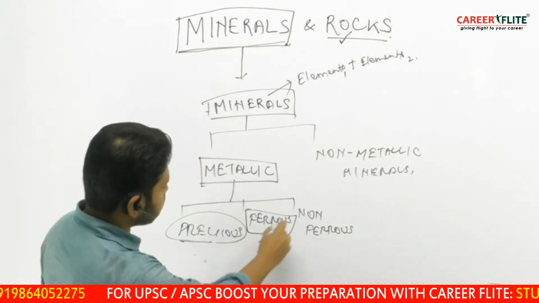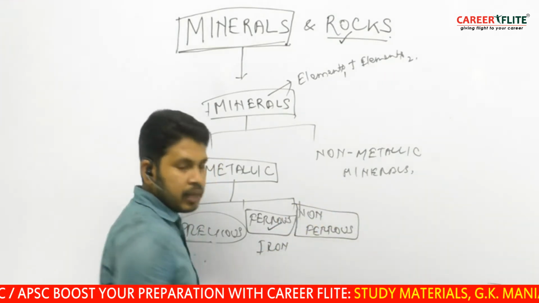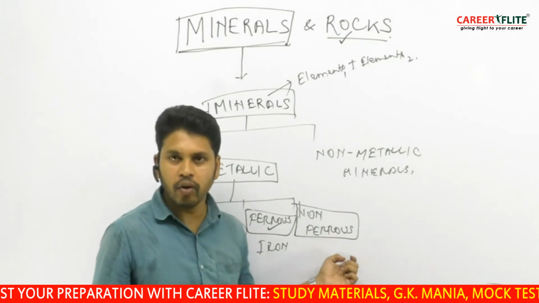Those come under ferrous metals. The non-ferrous metals do not contain iron, like aluminum and copper. Okay, aluminum and copper are non-ferrous metals.